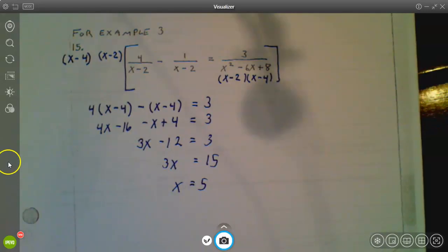As we look back, again, just checking for extraneous solutions. We could not use positive 2. We could not use positive 4. I did not get either one of those, so the one answer that we did find is good.